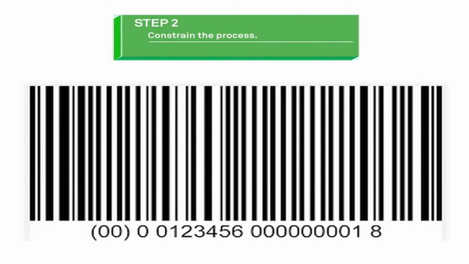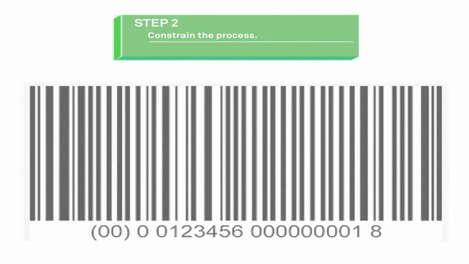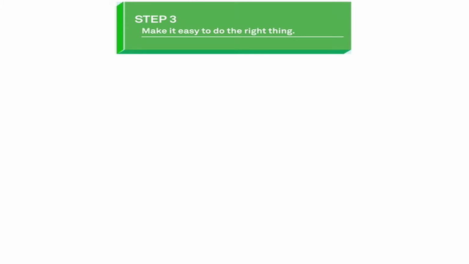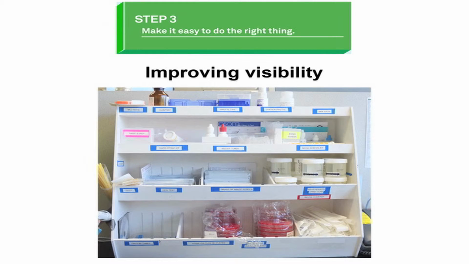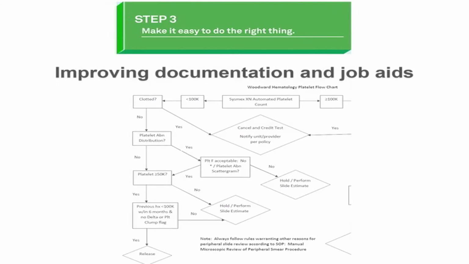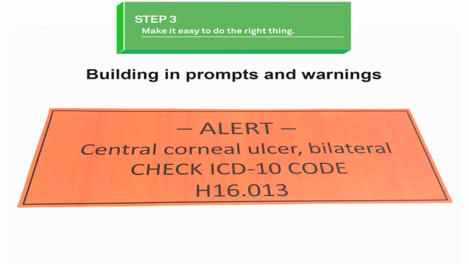If the step can't be eliminated, and if the process can't be constrained to prevent mistakes, a third option is to make it easy to do the right thing. There are many techniques that can accomplish this. For example, improving visibility, improving documentation and job aids, building in prompts and warnings.